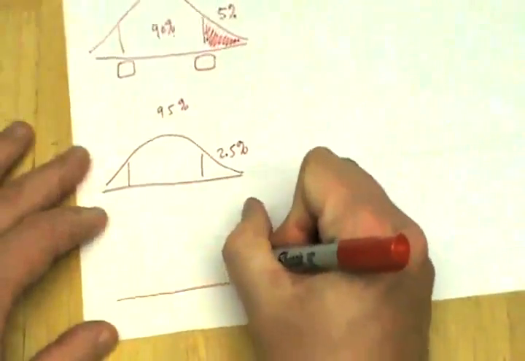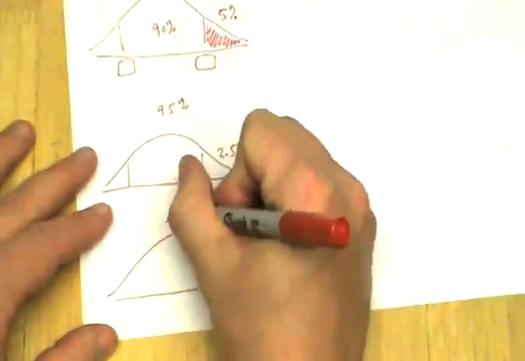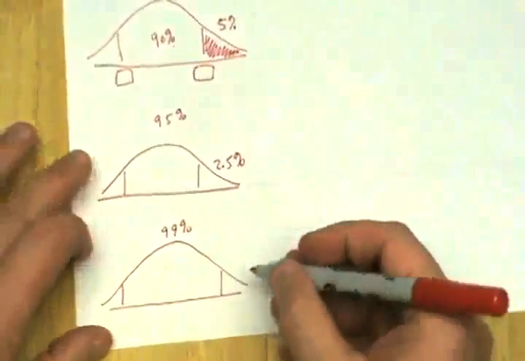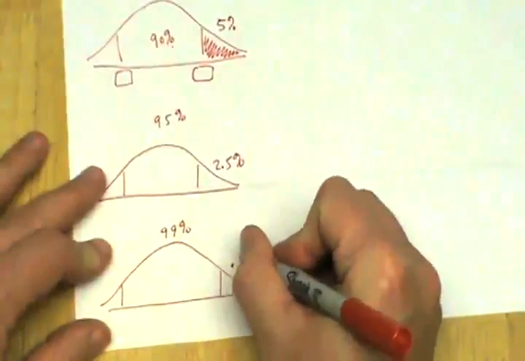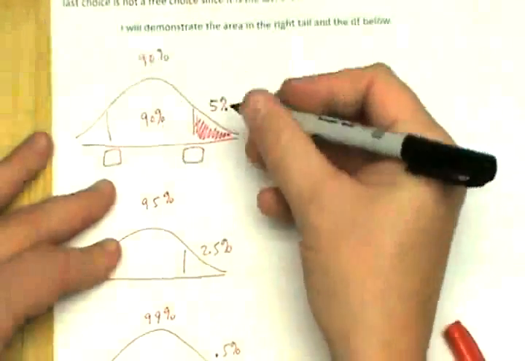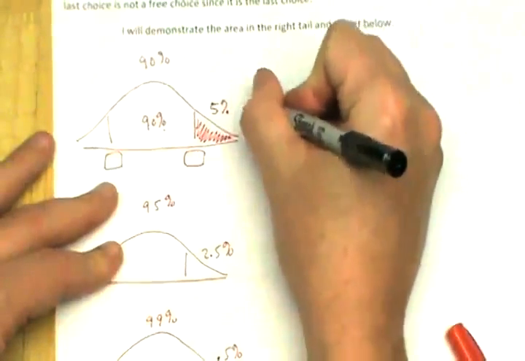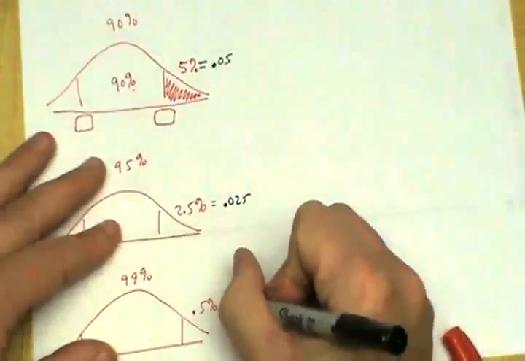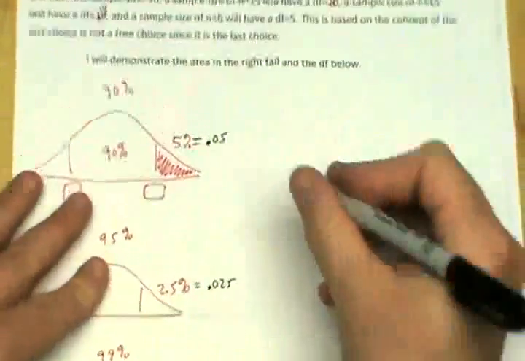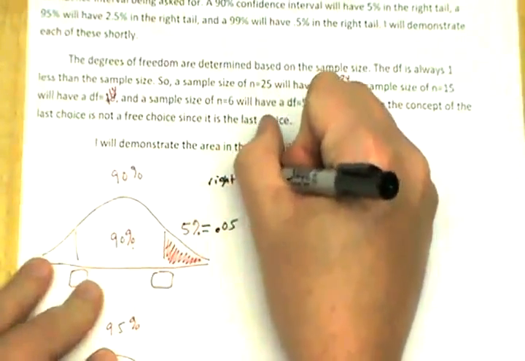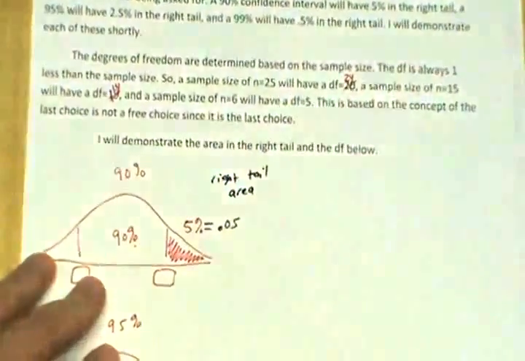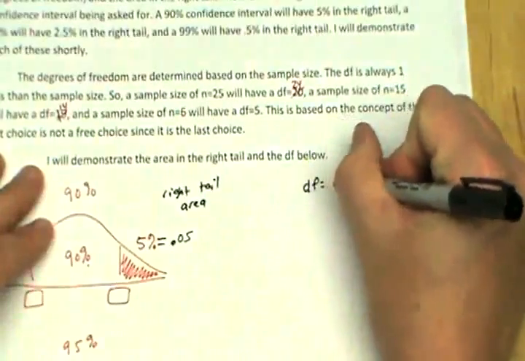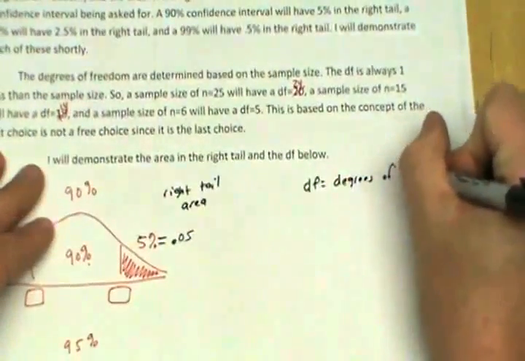And for a 99% confidence interval, this one we have to be a little bit more careful. We're 99% confident, there's 1% left over in both tails, so there's going to be 0.5%. Now as a decimal, 5% is equal to 0.05. 2.5% is 0.025. Be careful on this one. 0.5% is 0.005. And that's the area in the right tail. Okay. The degree of freedom, which they call DF, degrees of freedom, I like to call free choices.